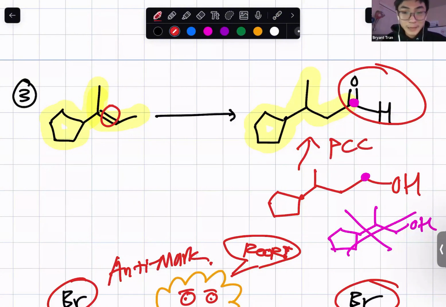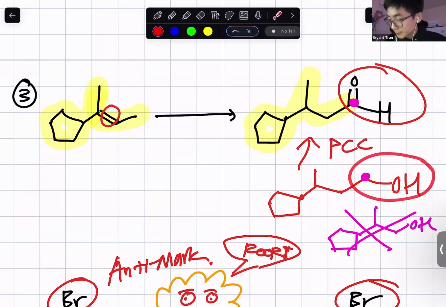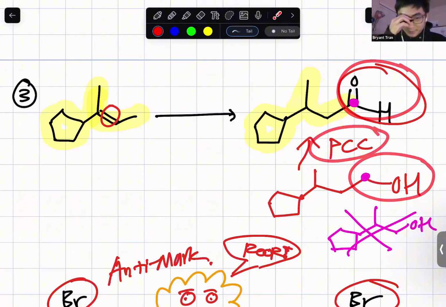right? When we had the secondary alcohol, it did not matter. You could use PCC or Jones. You always get the ketone. But this time we have a primary alcohol, and now it would matter what we use, depending on what we want. We want the aldehyde, so we use the weak oxidizing agent, PCC. Okay?